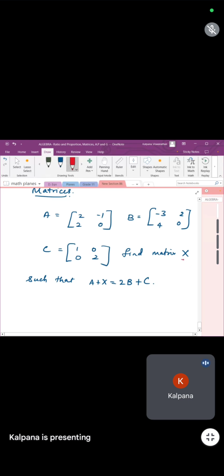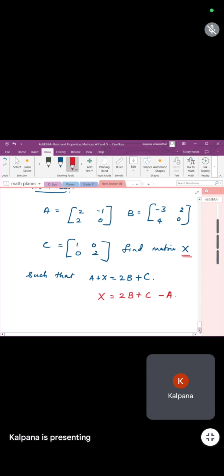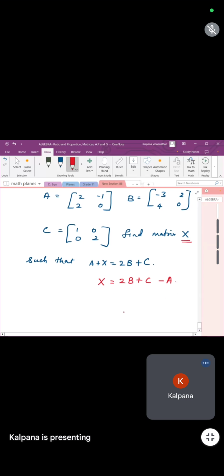So X is a matrix. In case of addition and subtraction, we can do it algebraically. First solve for X algebraically. So how can I write X? X equals B plus matrix C minus matrix A. Then on substituting the values and taking the operations, you'll get the value. Yeah, try this.